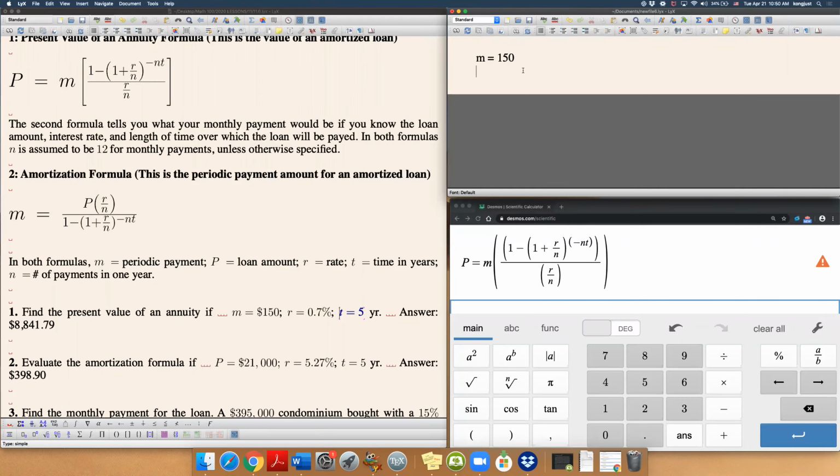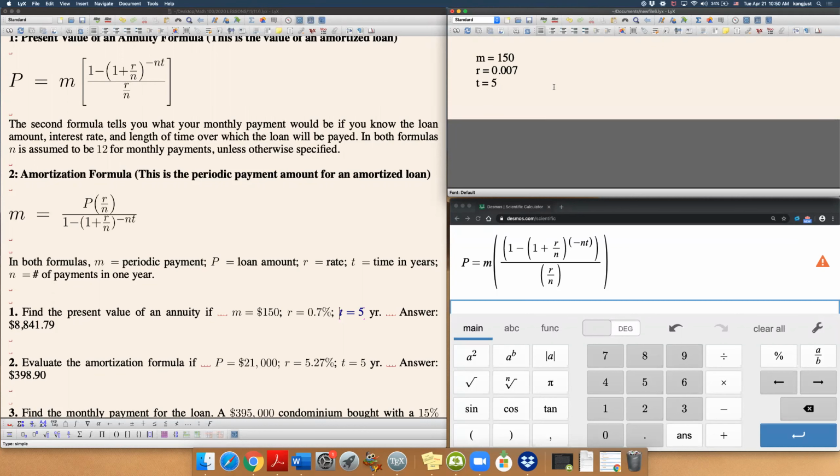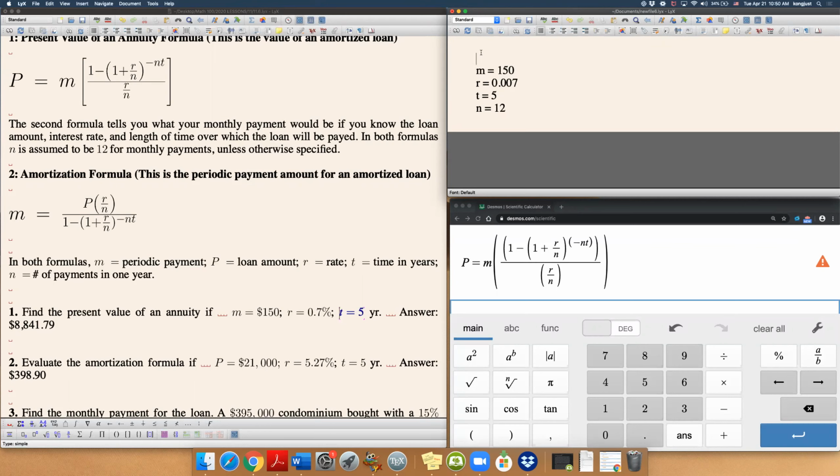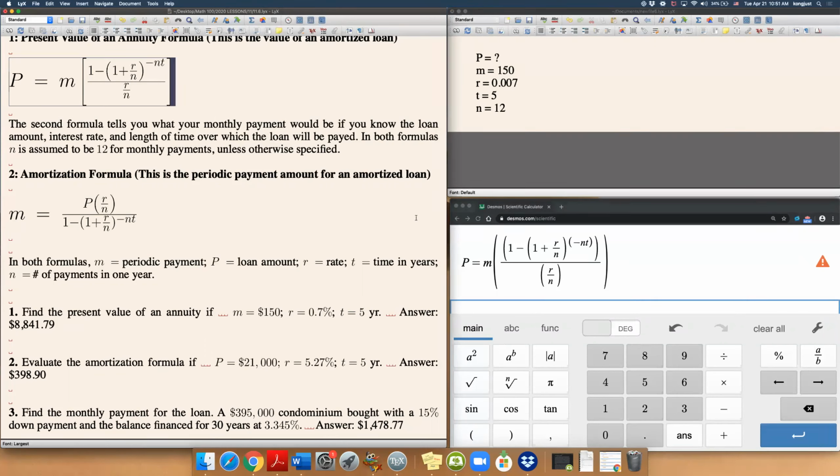Okay, so we know M. We know the rate, which was given to us as 0.7%, which is 0.007. Be careful, you have an extra zero because it's 0.7%, not 7%. Time is 5 years, so 5. And N, it doesn't tell us explicitly, so we assume N to be monthly, so 12. The one variable that I don't know is the P variable, so that's the one I'm going to solve for. That's the formula I'm going to use.